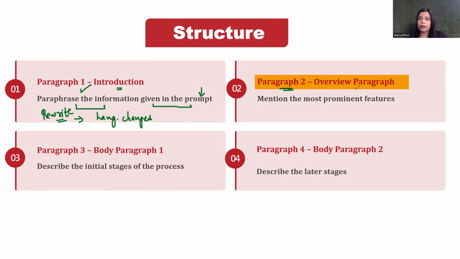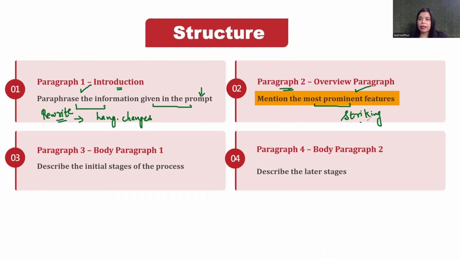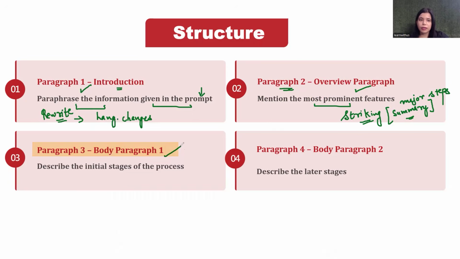Then the second paragraph is your overview paragraph. Here we mention the most prominent features, as in the most striking features. In the case of striking as in important, in the case of process, we write a short summary of the entire diagram. And for that, we write 2 to 3 key steps as in major steps. And then we move to body paragraph 1. So here you will describe the initial stages of the process, and in body paragraph 2, you will describe the later stages. So it's very important to follow this structure.